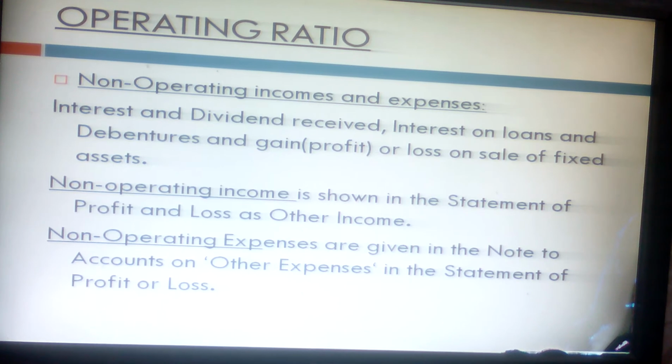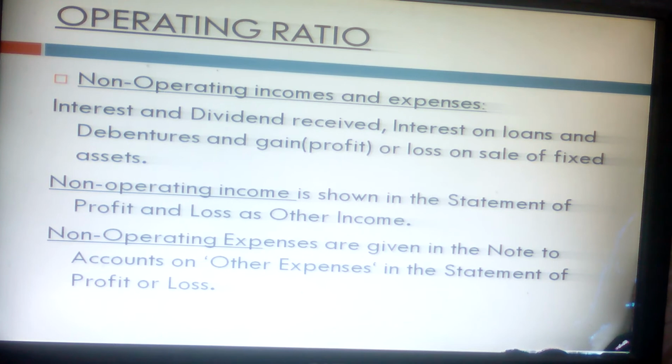What are the items coming under non-operating incomes? Interest and dividends received, interest on loans and debentures, and gain, profit or loss on sale of fixed assets. Non-operating income is shown in the statement of profit and loss as other income. Non-operating expenses are given in the note to accounts on other expenses in the statement of profit or loss. Accordingly, we will consider them for the work.